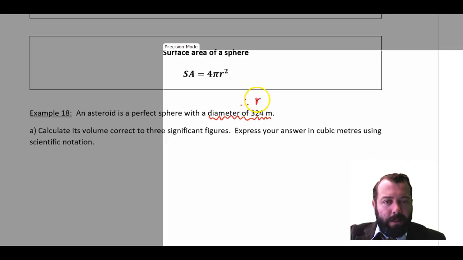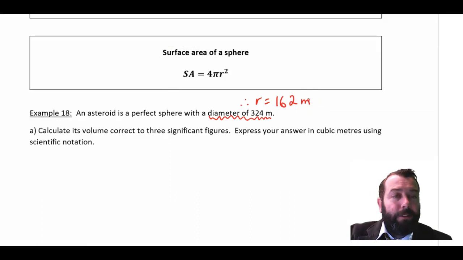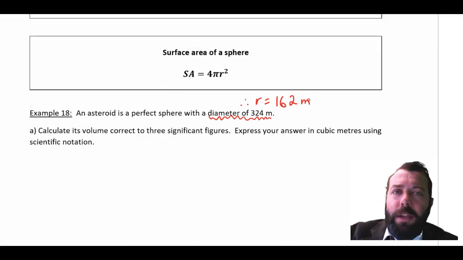Therefore, we're going to say the radius equals half of that, which is 150 plus 12, is 162 meters. Okay, just be careful there. We're so often given diameters as dimensions when we just about always need radii.